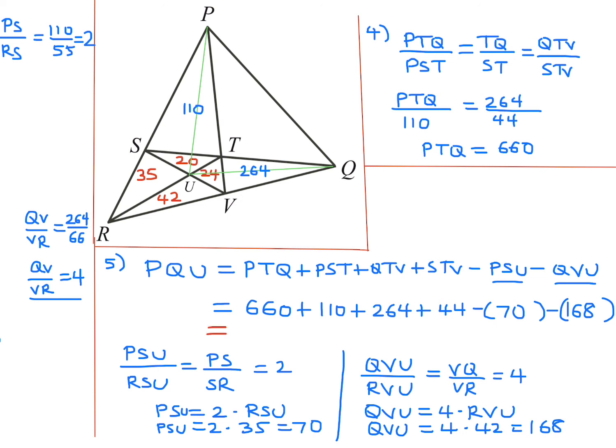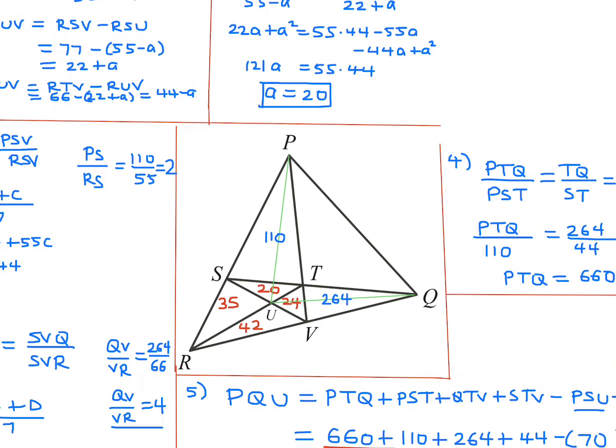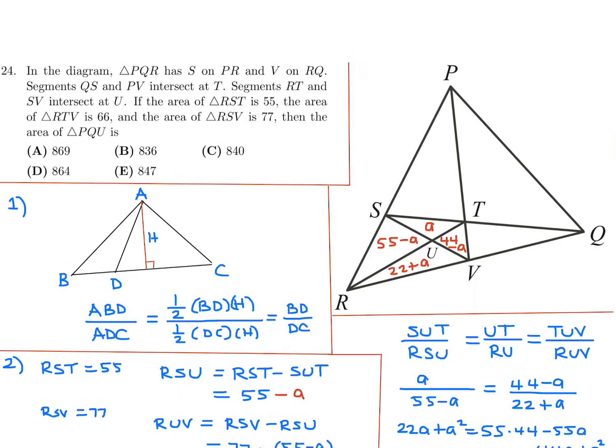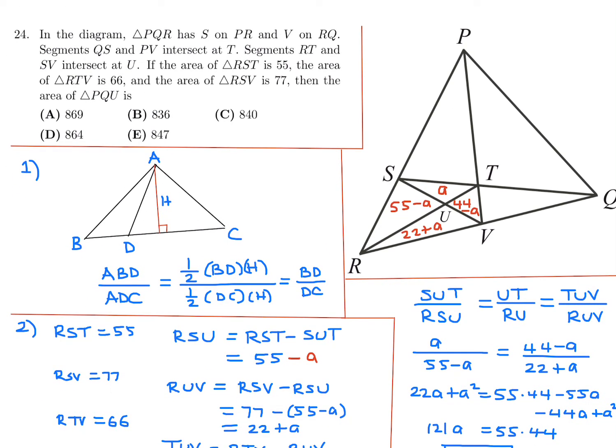And when you crunch out all these numbers, 660, 110, 264, 44, minus 70, minus 168, you get a final answer of 840. And that is the answer. 840 is choice C for number 24.